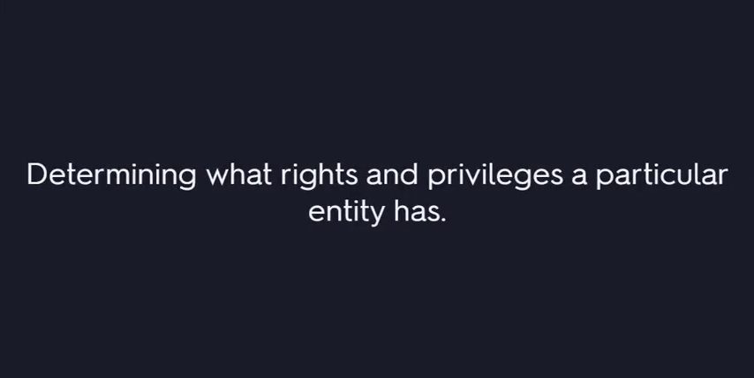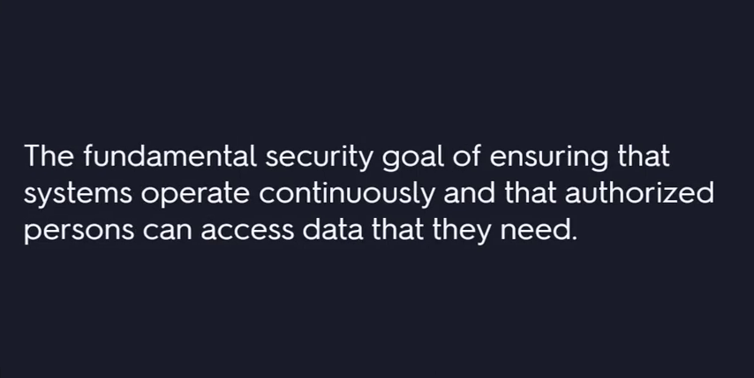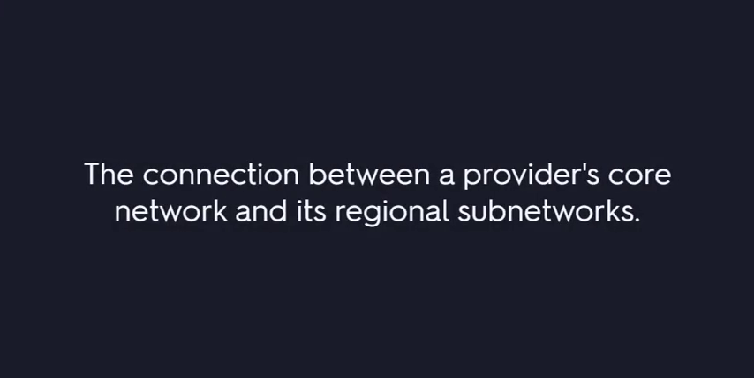Authorization: determining what rights and privileges a particular entity has. Availability: the fundamental security goal of ensuring that systems operate continuously and that authorized persons can access data that they need.